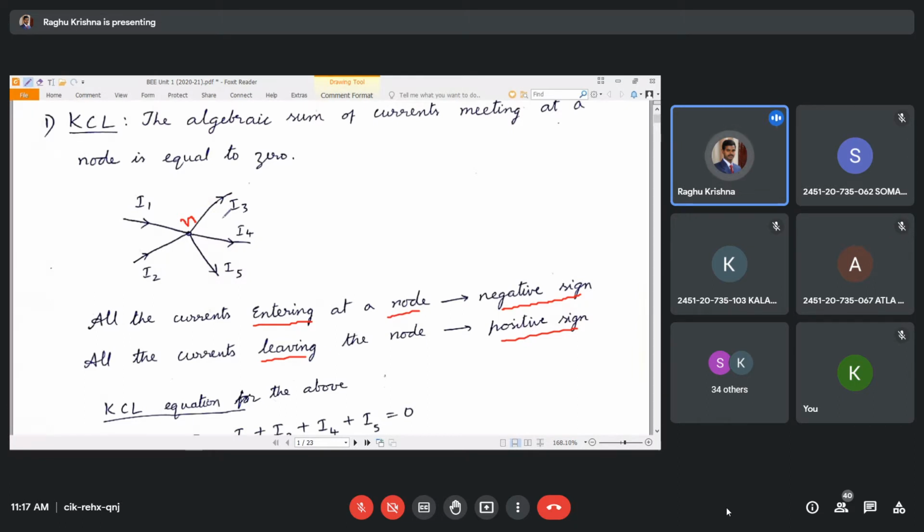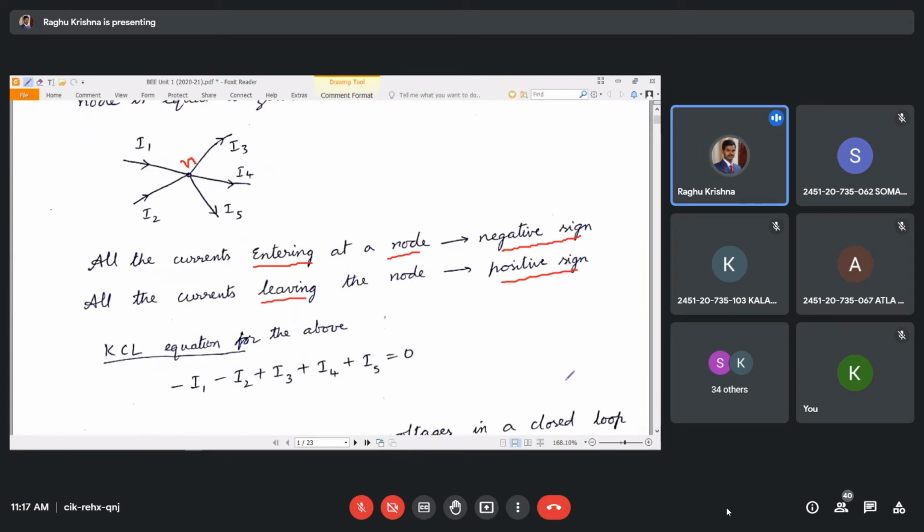Now let us write the KCL for this. Apply KCL at this node. The KCL equation for the above diagram is minus I1 minus I2 plus I3 plus I4 plus I5 is equal to 0. This is the KCL equation at node n. You can see the direction of the arrow. I1, I2 are the currents entering the node, so they are taken as negative.